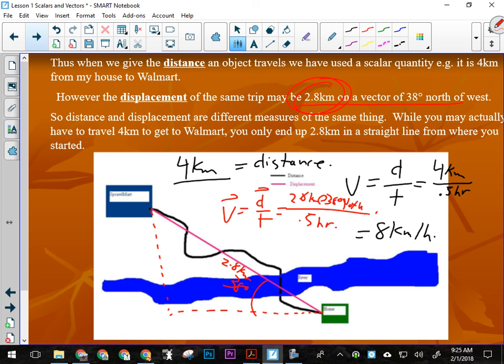Since there's no direction on the bottom, does my direction stay the same? Yeah, it has to. I can't have a displacement 38 degrees north of west by traveling at a velocity of whatever kilometers per hour south. Agreed? You can't end up northwest by going south. It just doesn't work that way. So what I'm going to end up with here is that my overall velocity is 5.6 kilometers per hour at 38 degrees north of west. Your velocity and your displacement always have the same vector, because they're along the same line. Questions so far on that?